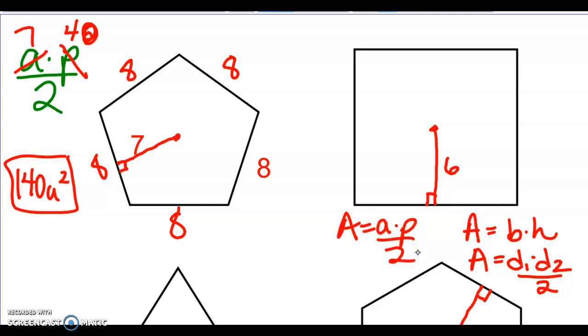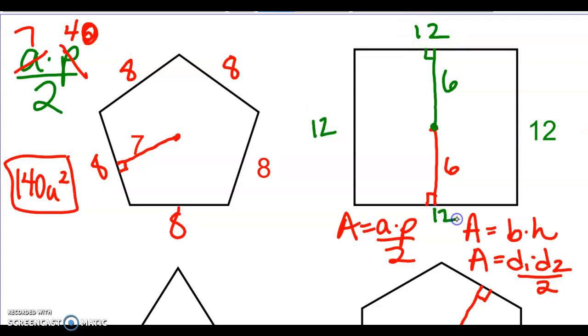On a square, if the apothem here is 6, we could draw another apothem up here, so from the center, perpendicular to the side. That would also be 6. So the height of that square would just be 12. And we know that if we have 12 as one of the sides, all of the sides are 12, right?